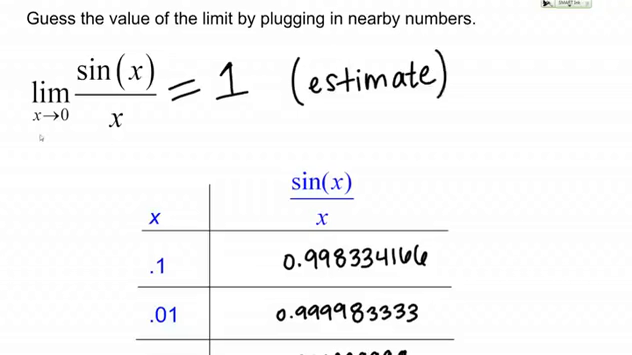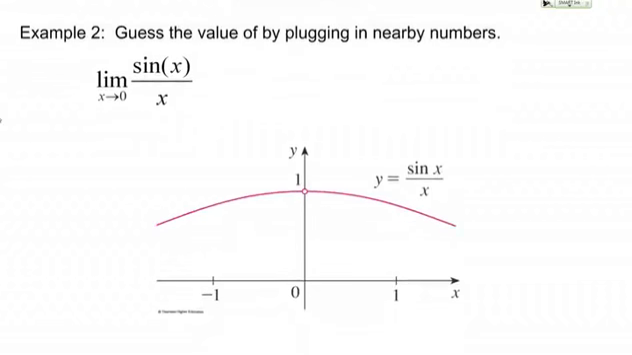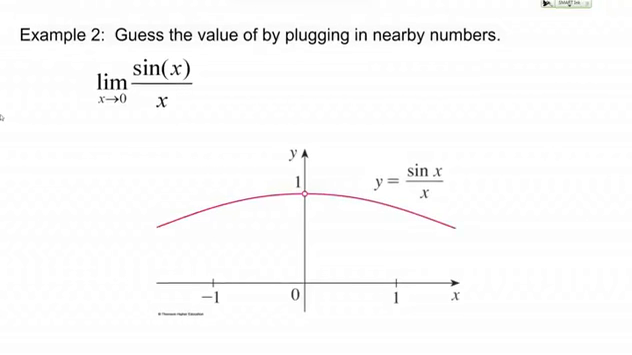Okay. So let's also just look at the graph to check and see if our estimate is in fact correct in this case. So here's a graph of the function, sine of x over x. And it looks like in this case that our estimate was correct. From the graph we can see that the limit as x goes to 0 of the function is indeed 1.